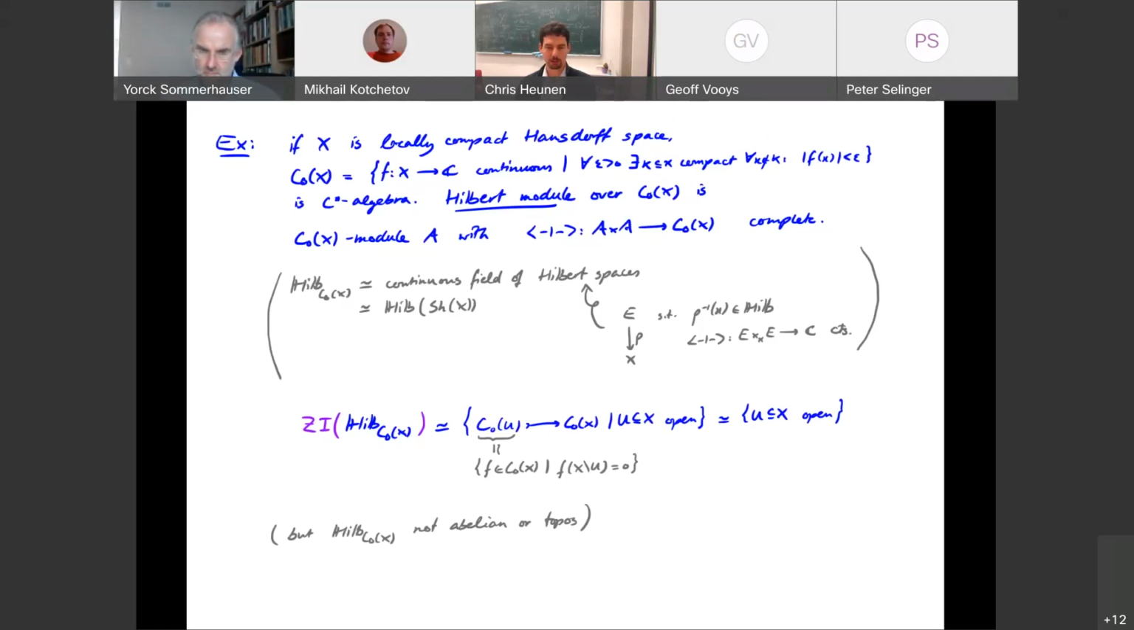There's a nice book by Christopher Lance. It's not very thick, and the first five pages tell you everything you need to know, at least about this definition. Thank you.